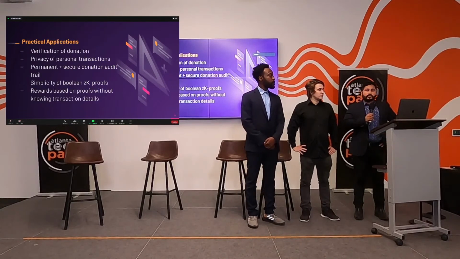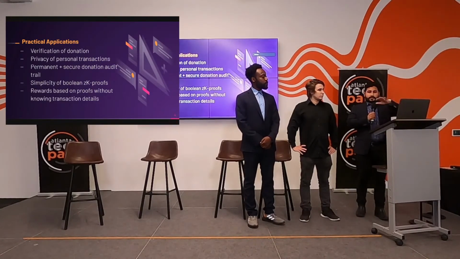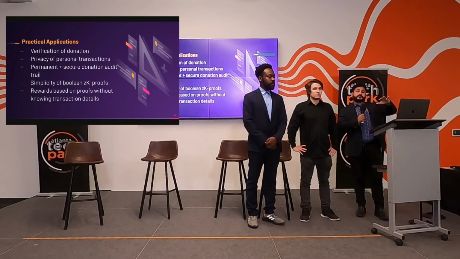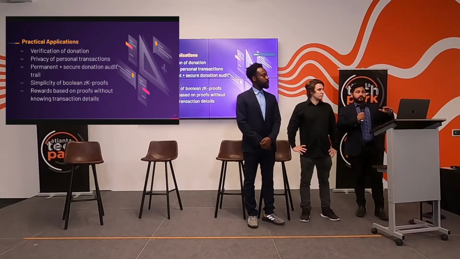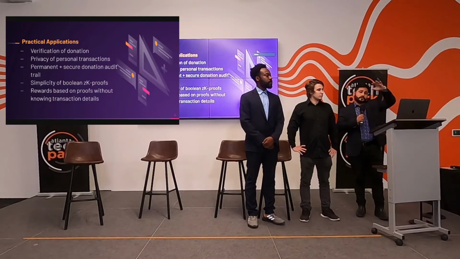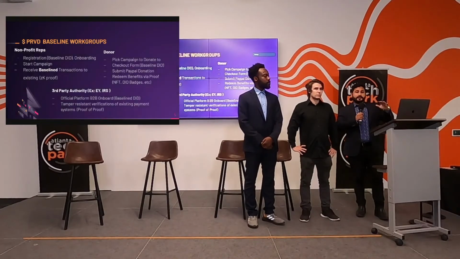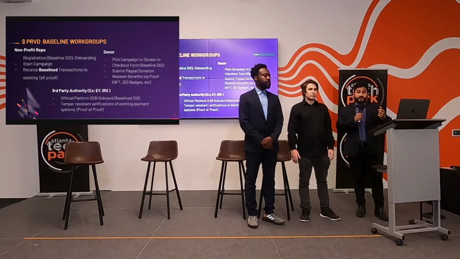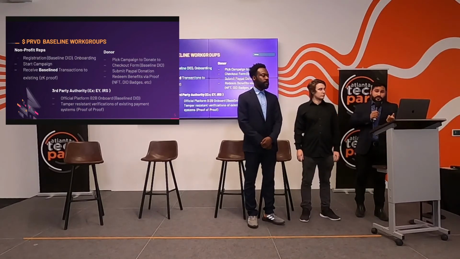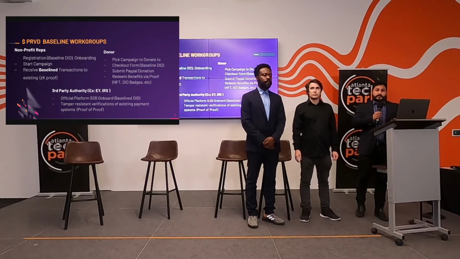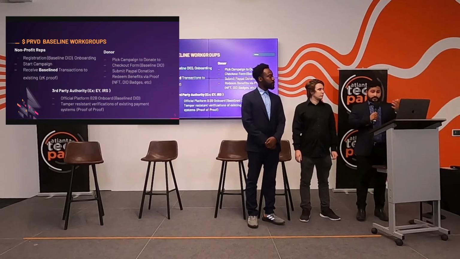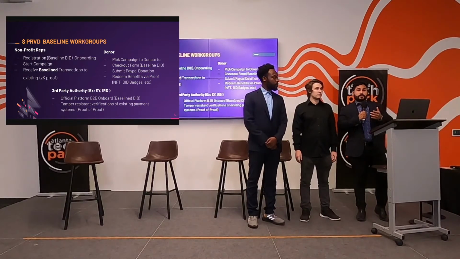And these were the work groups that we're thinking about. In our system right now, we have different entities that we thought about. We have the nonprofits, and we have the donors, and we have third parties that can independently verify this information without actually needing to know the information. So this is just a quick overview of what the relationship or our work groups will look like in our system.